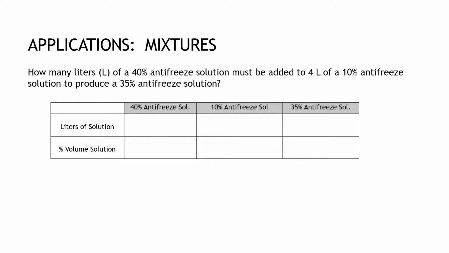So here, the question is how many liters of 40% antifreeze. Notice I've got liters of solution, and that's the question. This is going to be my X. How many liters of 40% antifreeze must be added to 4 liters of 10% antifreeze to produce 35% antifreeze solution? So essentially we're adding these together to find the total liters of antifreeze solution. Again, let me go through where I came up with that.